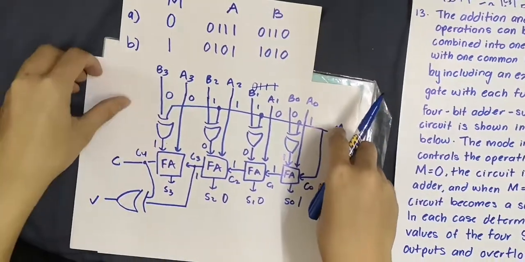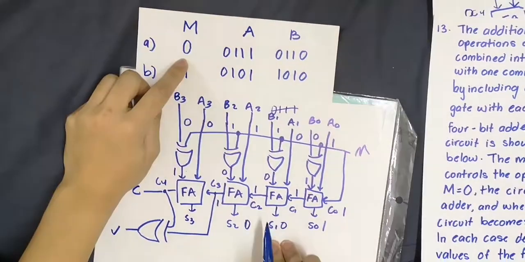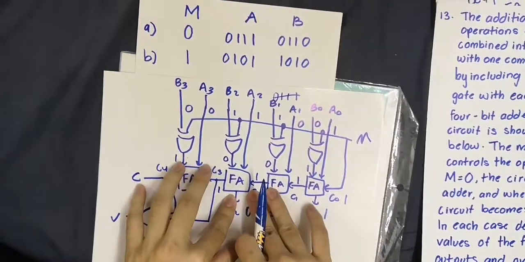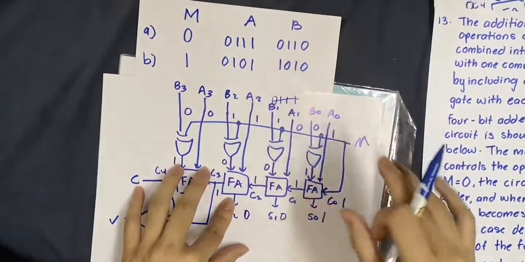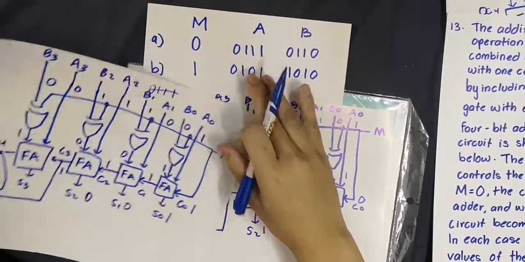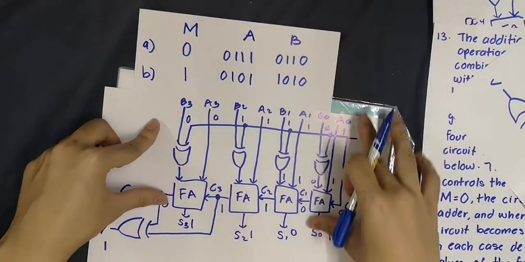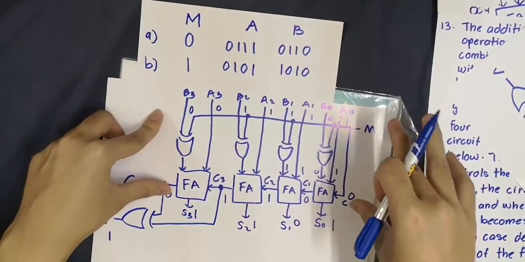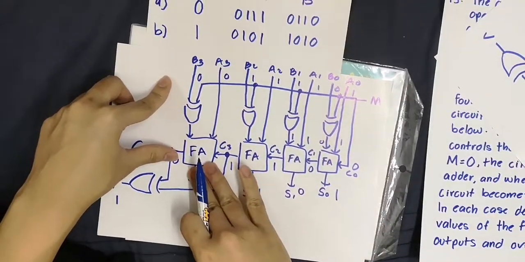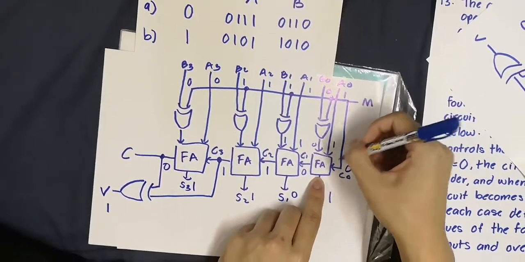As the question said earlier, if the input M is 0, the circuit from figure 1 will be an adder. And if M is equal to 1, this circuit will be a subtractor. So first we settle case A, which is that if M equals 0, this circuit will be an adder. So just simply add all of these full adders, step by step.